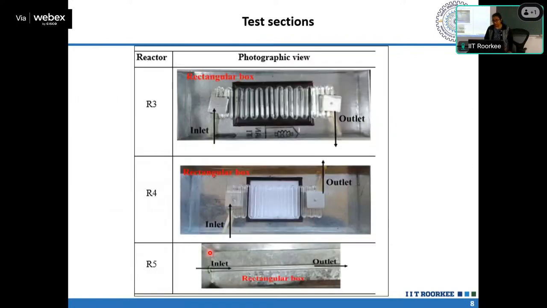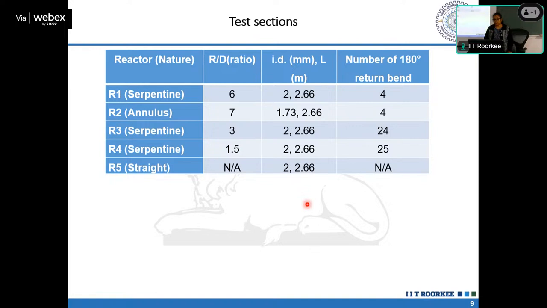Then we have changed the number of turns, and we have made two other setups. And for comparison, we have taken a straight tube of the same inner diameter and the same length, with no turns. So these are the final comparisons. The R by D ratio we have gradually reduced, and we have compared with the straight one.